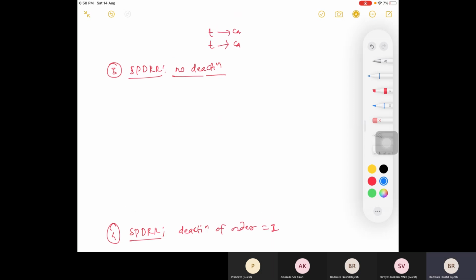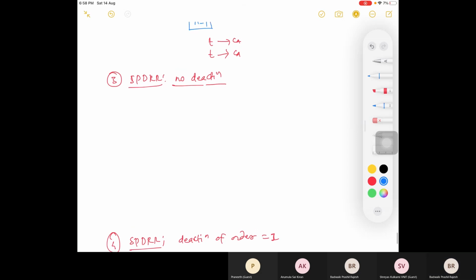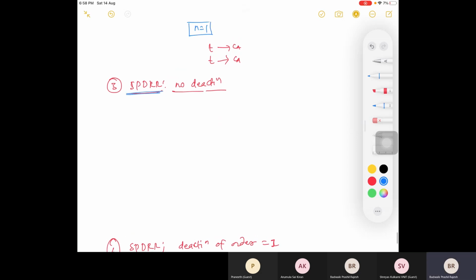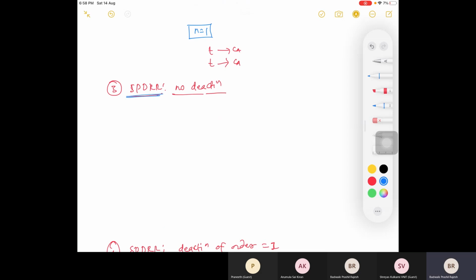Now this is a bit different, so I'll do this. Okay, tell me what is my RA? K dash C into eta, sir. C to the power 1, and there is eta. Yes, and there is no deactivation, that's why I'm writing A is equal to 1.